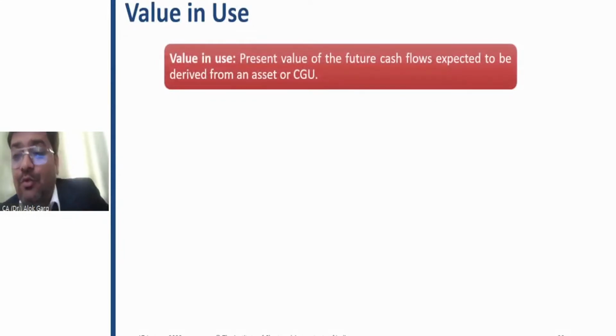So we have understood, and this value in use is not a new term for all of us because we are CA Final students, and in CA Inter in Accounting Standard 28, we have also read the concept of value in use. So value in use talks about the present value of future cash flows. Of course, when I'm talking about future cash flow, it is expected to be derived from an asset or a group of assets.